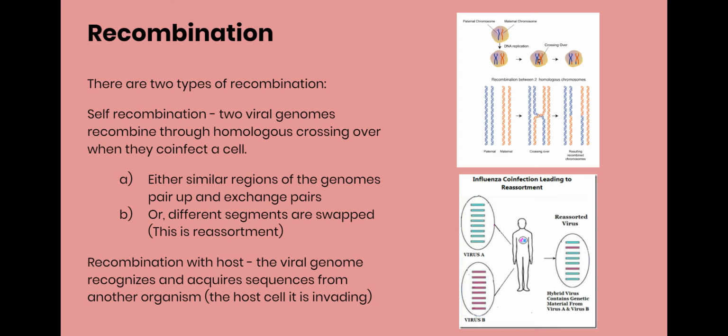Recombination. There are two types of recombination. Self-recombination is when two viral genomes recombine through homologous crossing over when they co-infect a cell. Either the similar regions of the genomes pair up and exchange pieces, they basically recombine, or different segments are swapped. This is a reassortment. We'll get into more detail on that later. Recombination with the host, on the other hand, is when the viral genome recognizes and acquires sequences from the host cell.